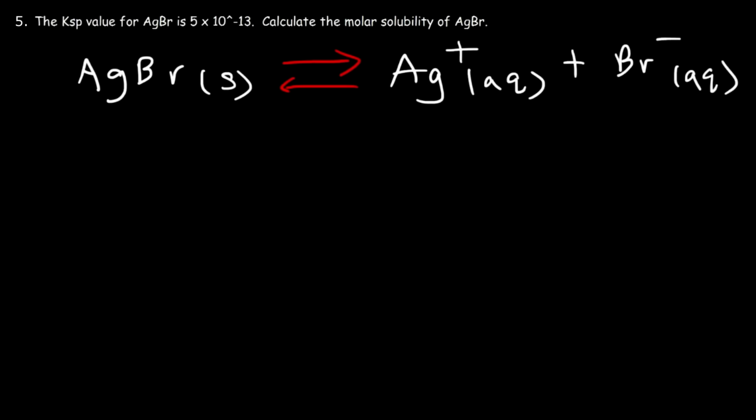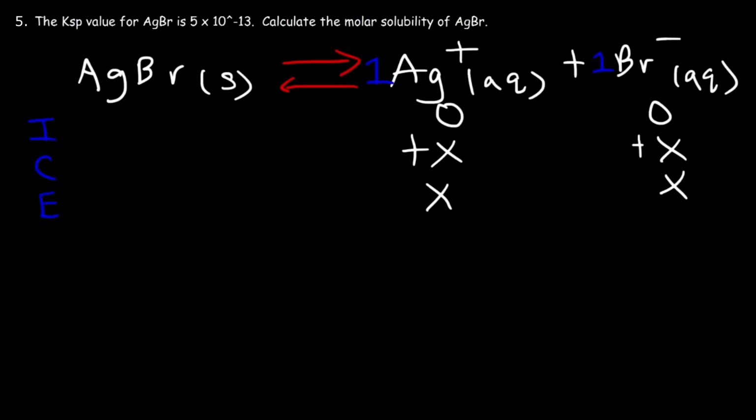Now let's make an ICE table. Initially, the concentration of Ag and Br will be 0. As a result, the reaction has to shift to the right. So therefore, the products will increase by X. The molar ratio is 1:1.